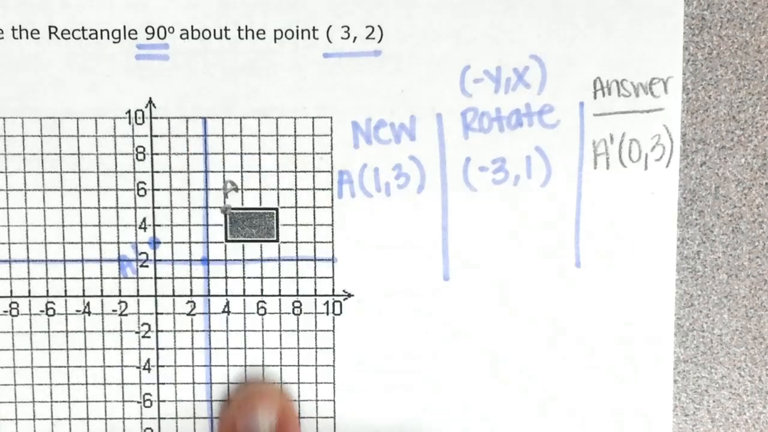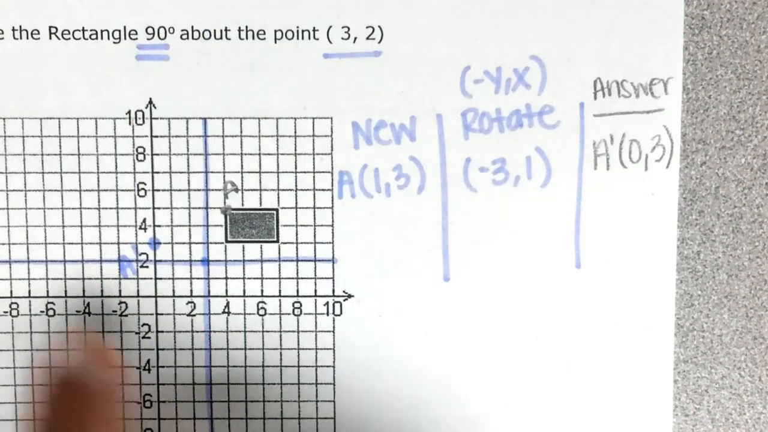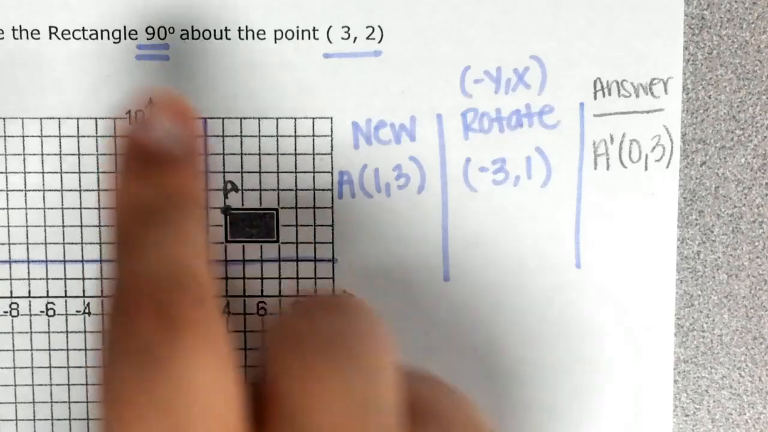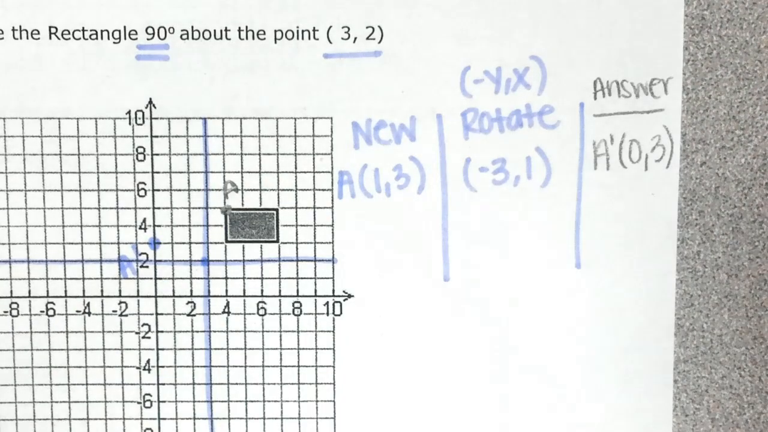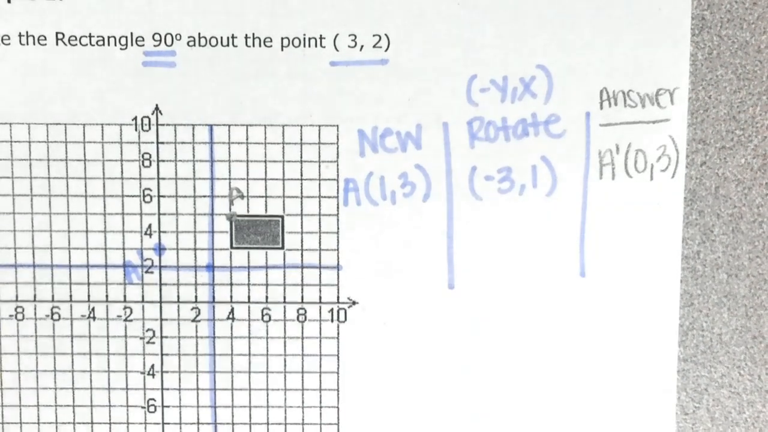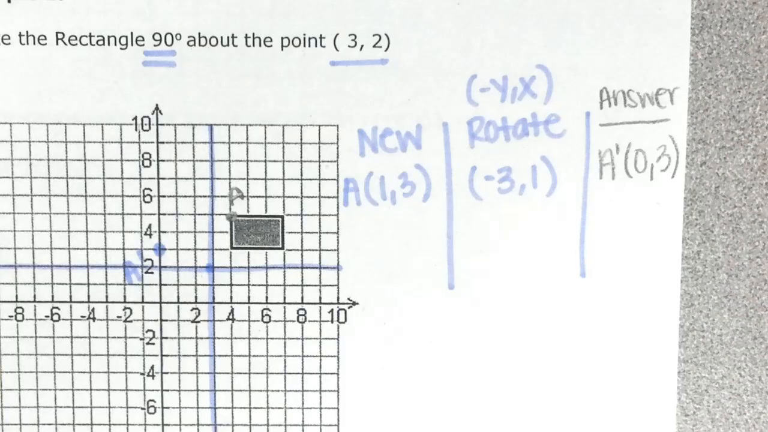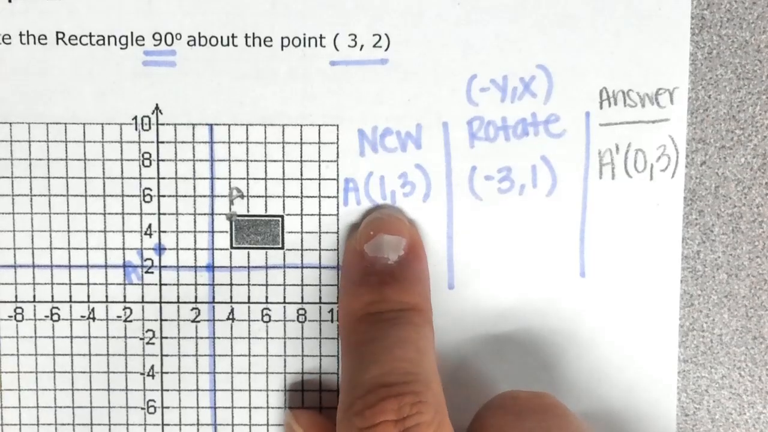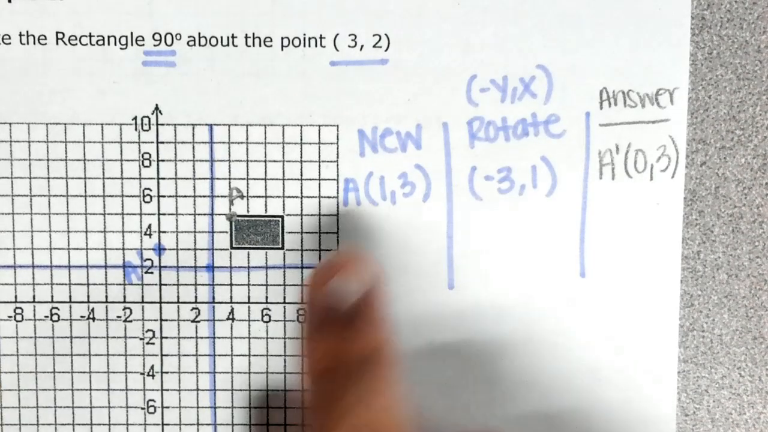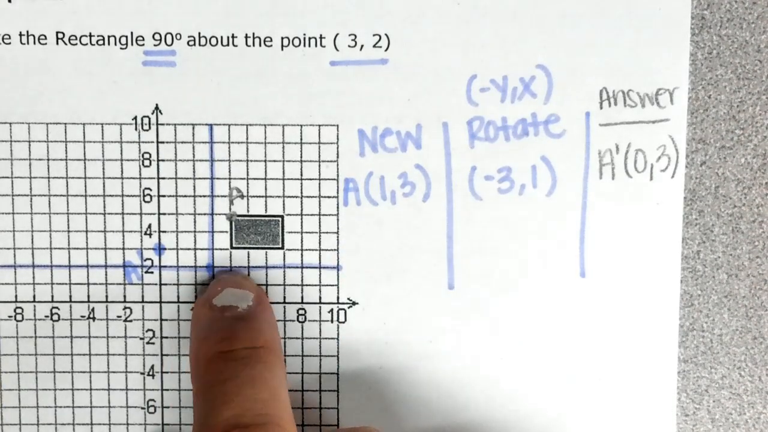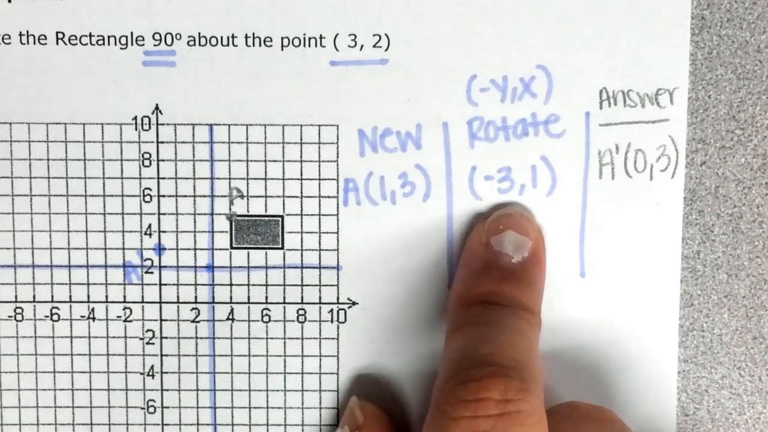First thing I want you to do is highlight your new X and Y axis. So I'm going to take you through it as you do. Highlight. Everybody should have a highlighter. If you don't, they're at the back table. Highlight your new X and Y axis at 3, 2. So this first column was where is that point A according to my new origin? Right 1, up 3. And then I applied the rule.